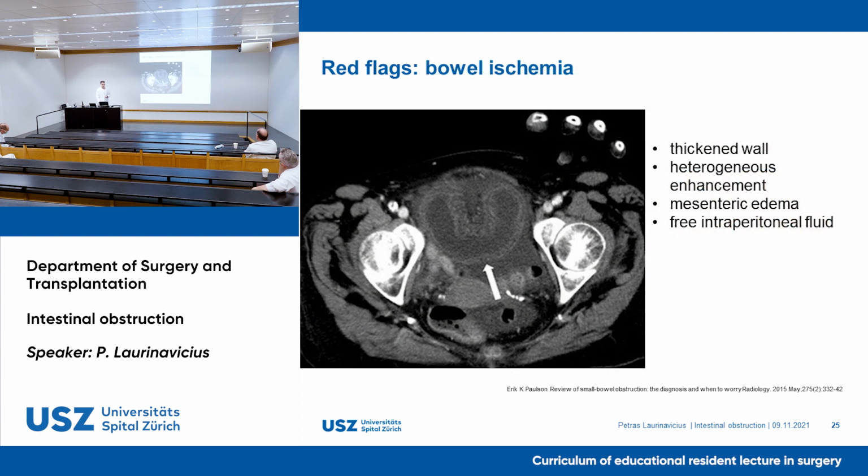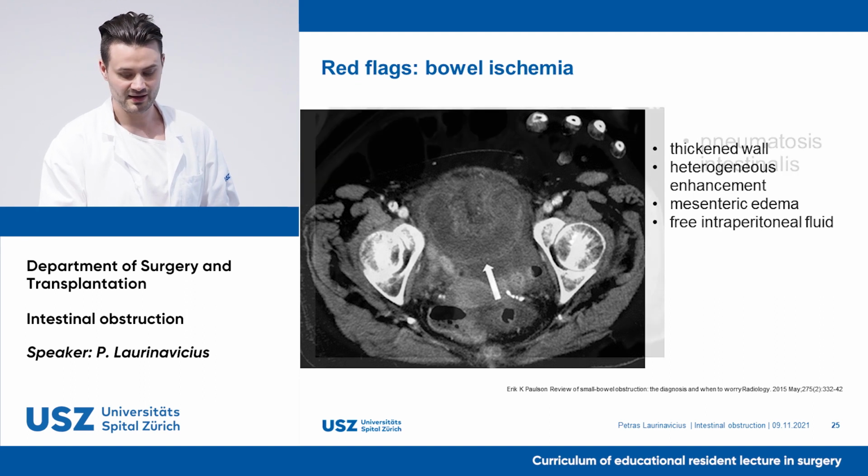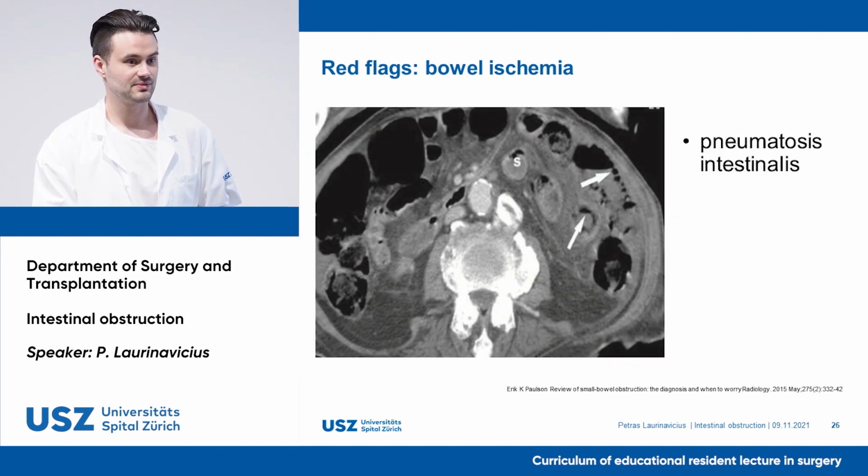The second red flag is the bowel ischemia itself, which can have multiple signs on a CT scan. Those being thickened wall of intestine, heterogeneous enhancement, mesenteric edema, free intraperitoneal fluid, and pneumatosis intestinalis, which is a finding of gas within the wall of intestine.